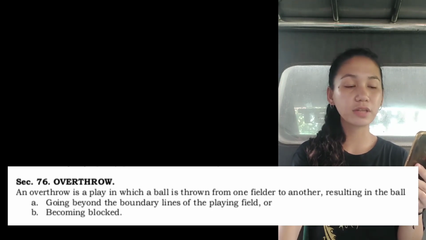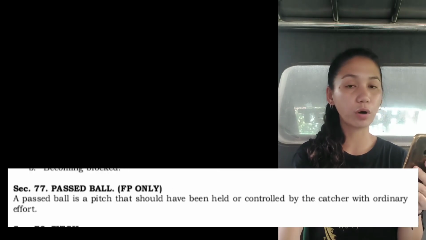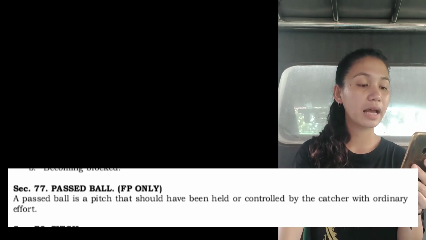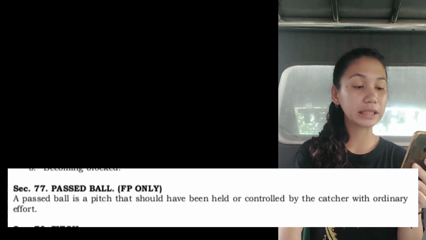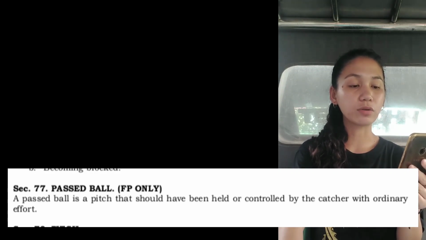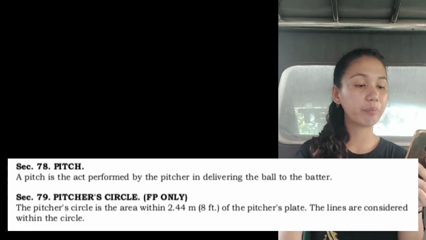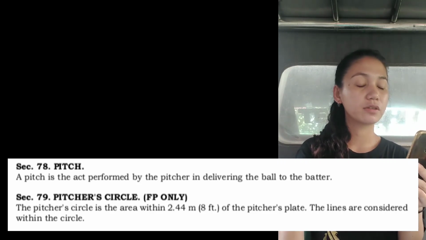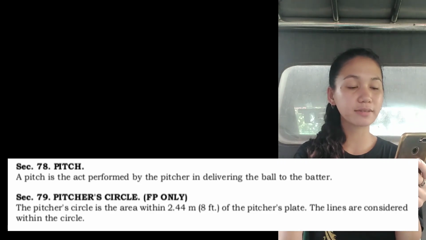So let's move on to section 77, passed ball. FP only. A passed ball is a pitch that should have been held or controlled by the catcher with ordinary effort. So section 78, pitch. A pitch is an act performed by the pitcher in delivering the ball to the batter. So section 79, pitcher's circle.